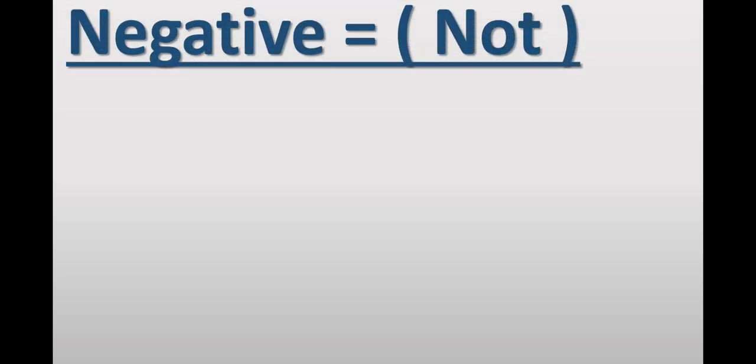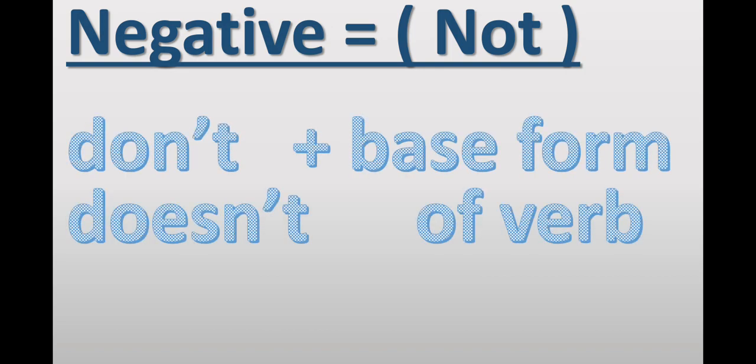We're going to start with the negative form. What's the meaning of the word negative? It means not. Okay, negative means not. So, how do we form the negative form? We add the auxiliary verb don't and doesn't plus the base form of the verb. Okay, so we use the helpers don't or doesn't plus the base form of the verb. It means the verb as it is without adding anything.